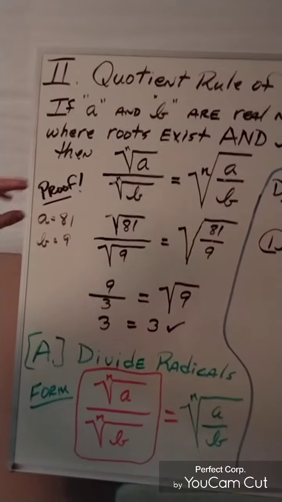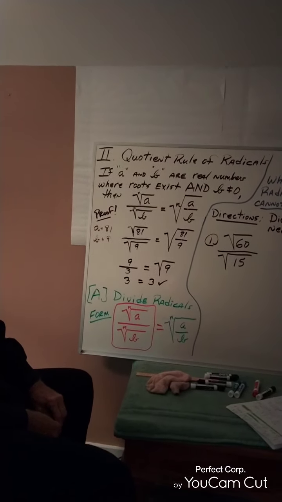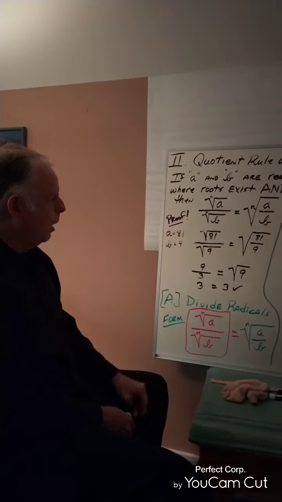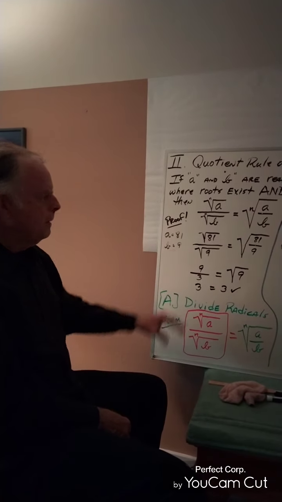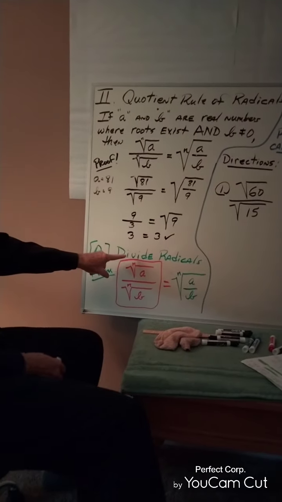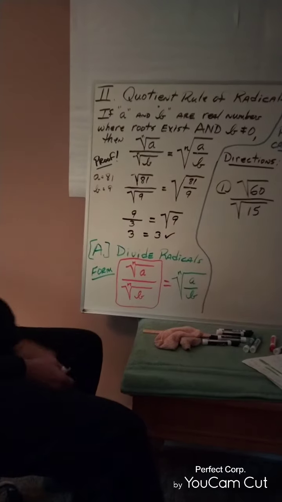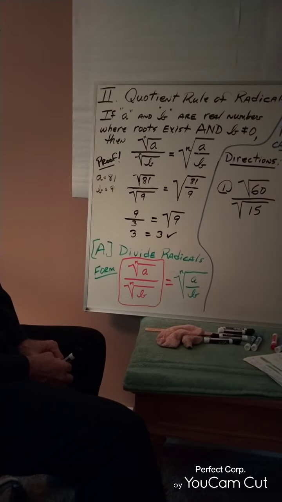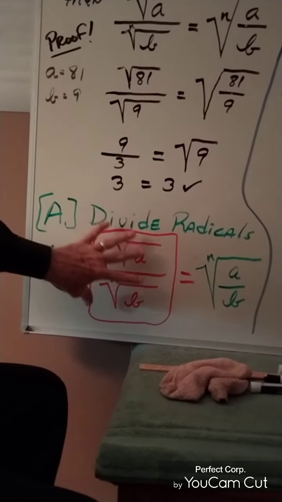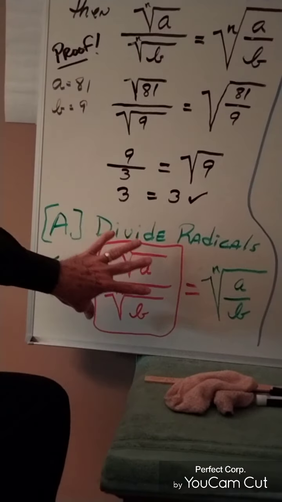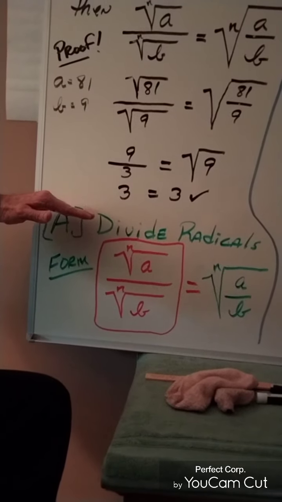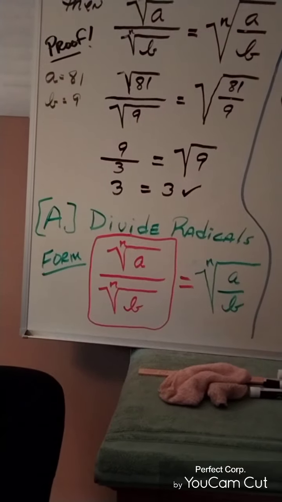Now, just like the product rule had two different sides to it, one of them was to multiply and the other one was to simplify, so goes division. We're going to start down here with letter A, and we're going to divide with radicals first. And you'll notice what is written in the red box right here is the form that you'll see when an instruction is asking you to divide.